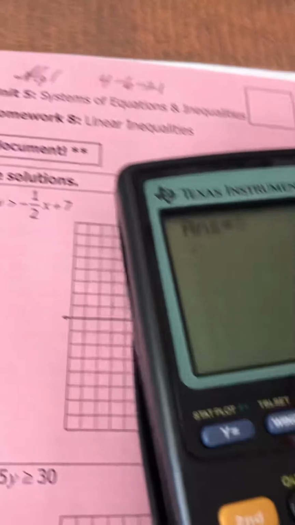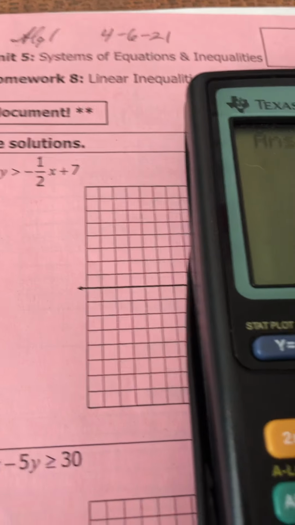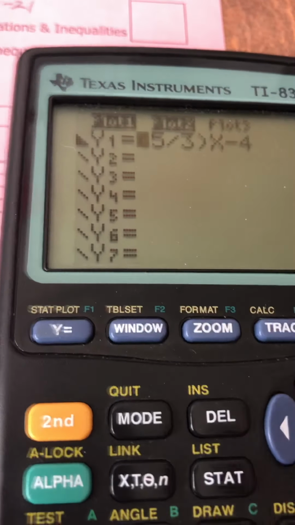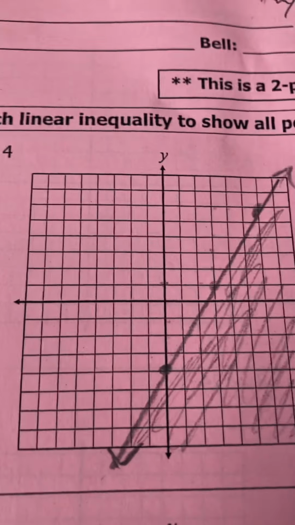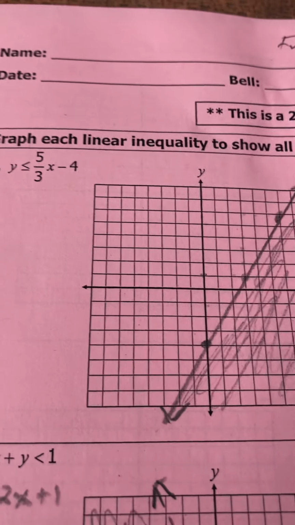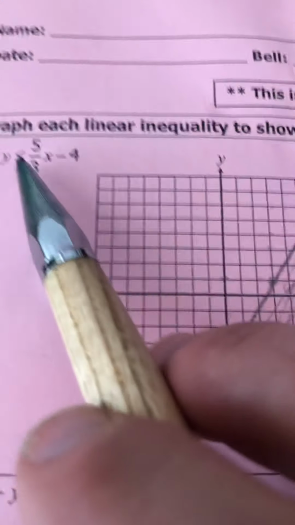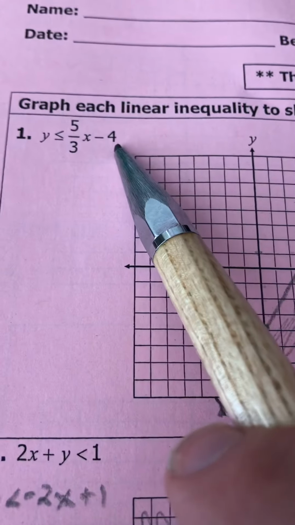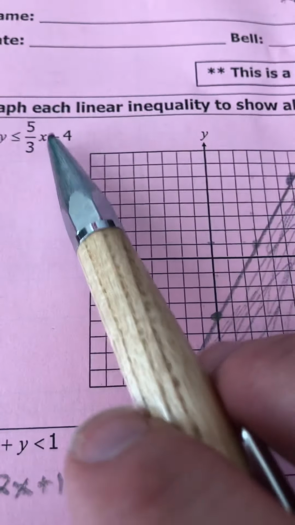You guys were working on the graphing calculator, typing in your problems using the y equals and setting up the graph that way. I want to show you without the calculator. You could use Desmos. That's a real nice way to do it too. But the way to do it without it is actually, I think, a little bit easier.